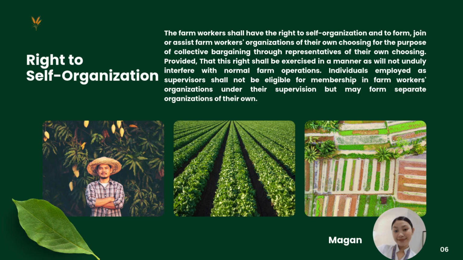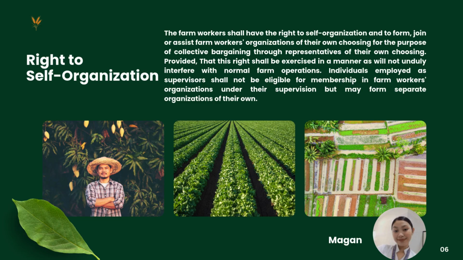This means the farm worker shall have the right to self-organization and to form, join, or assist farm workers organizations of their own choosing for the purpose of collective bargaining through representatives of their own choosing, provided that this right shall be exercised in a manner as will not unduly interfere with normal farm operations. Individuals employed as supervisors shall not be eligible for membership in farm workers' organizations under their supervision but may form separate organizations of their own.